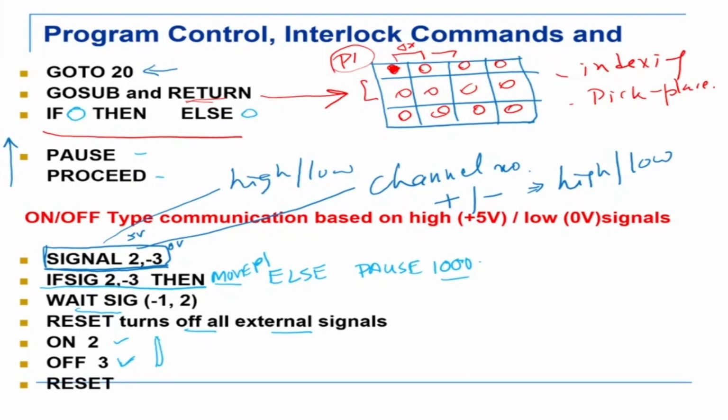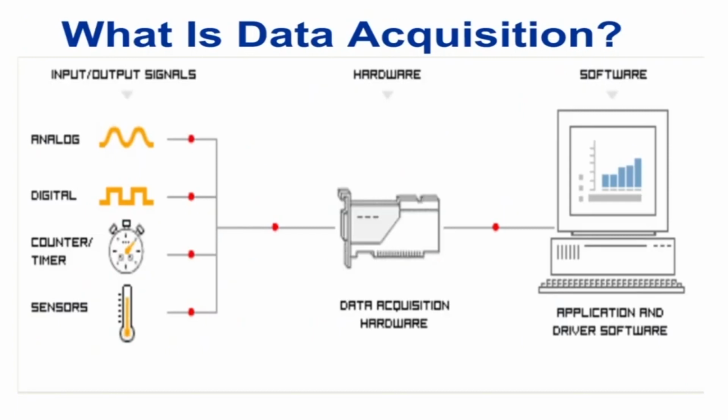So these are program control commands, and these are the communication commands. This is for communication, and those are very simple program control commands. Now we have seen that not all signals are on-off type, high-low kind of type. Depending on what sensors they are using, you'll get a signal that is either analog or digital.